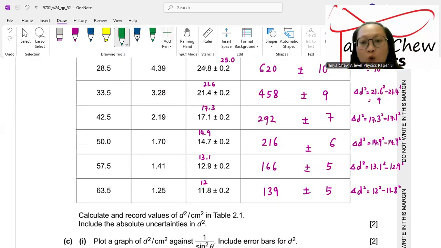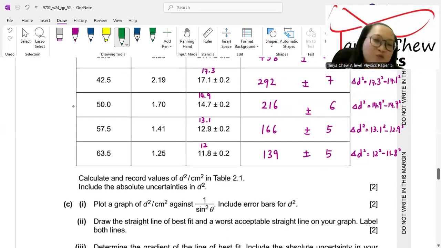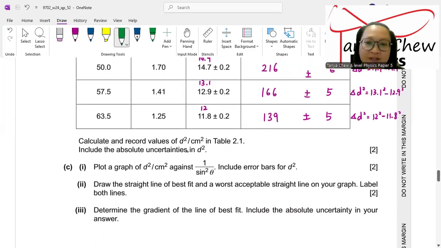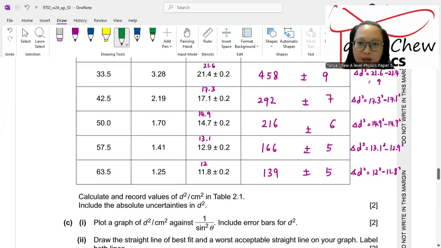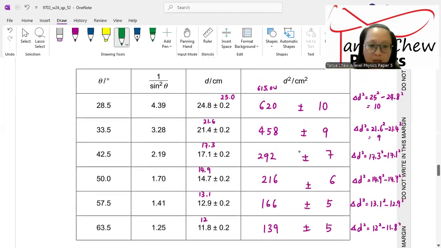Find the average coordinate of your x and y axis. Right? So my y-axis, I just add it up: 620 plus 458 plus 292 plus 216 plus 166 plus 139, divided by 6. Okay, I deleted. Give me a while. 458 plus 292 plus 216 plus 166 plus 139 divided by 6, and I got 315.